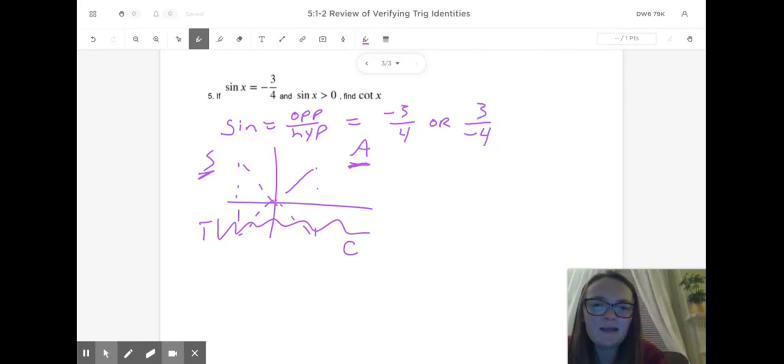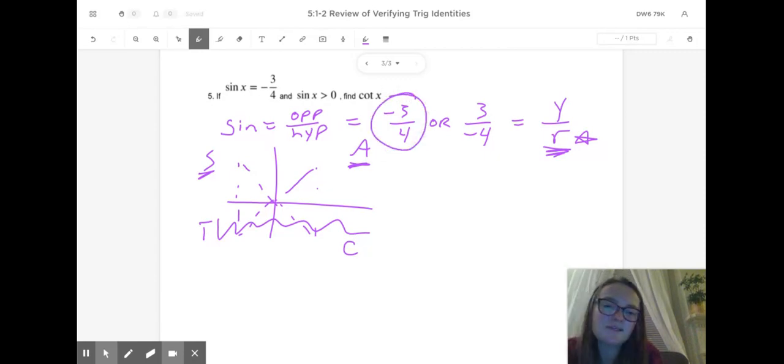Well, sine is equal to opposite over hypotenuse. Another way of thinking about it, it's equal to y over r. Fun fact, r can never be negative. The radius can never be negative, and so my only option is the negative 3 over 4 option, which means that y is negative 3, r is going to be 4. So let's go ahead and find the triangle that matches that. We're going to get that y.